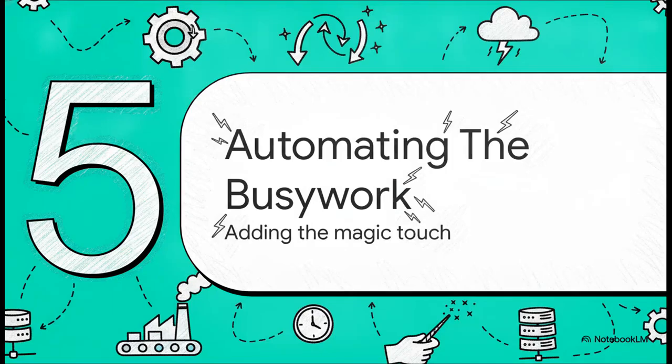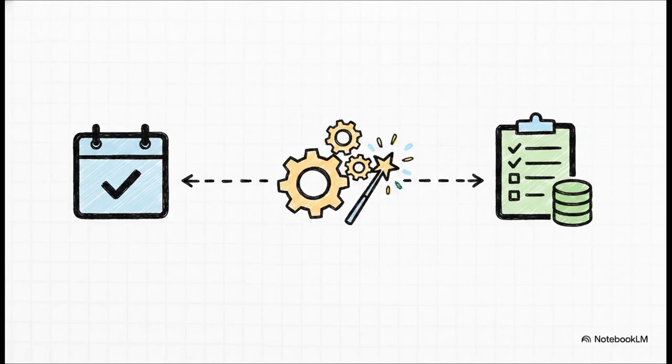All right, section 5, automating the busy work, adding the magic touch. So we've built a really beautiful static setup, right? But to make this dashboard a dynamic, living system, we need to add a little touch of magic by connecting external utilities that work behind the scenes. This is where dynamic automations come into play. By setting up connections through services like Zapier or Make, you allow Notion to communicate seamlessly with hundreds of other platforms without you having to lift a finger.